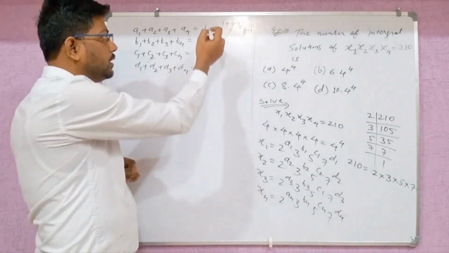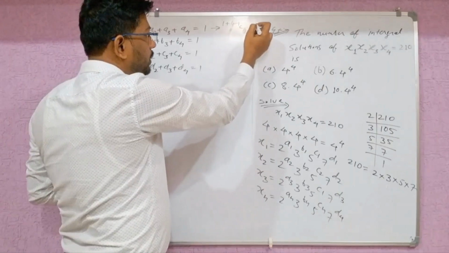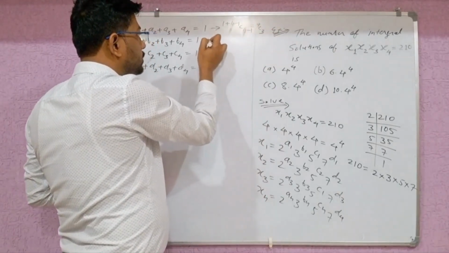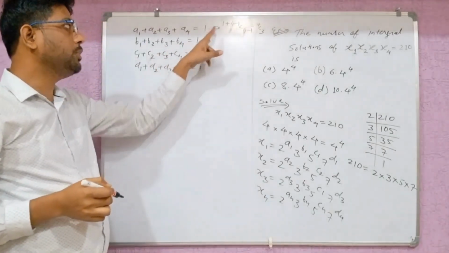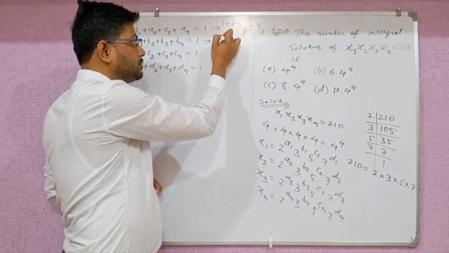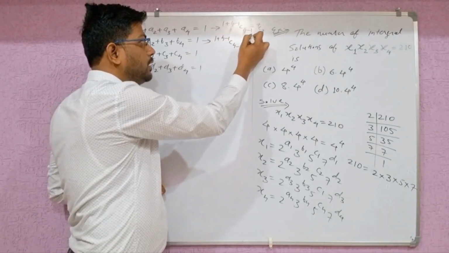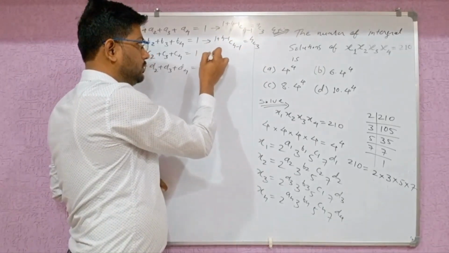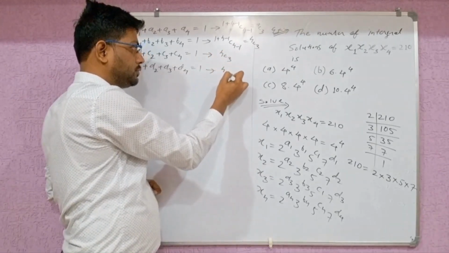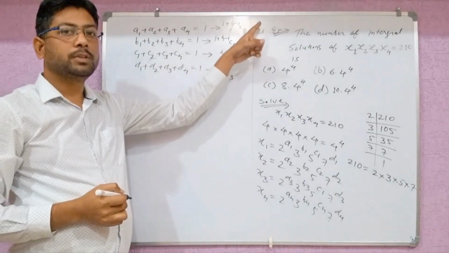So here this will be 4C3. This is also a similar equation. Here also the number of variables is 4, so this will be 1 plus 4 minus 1 C 4 minus 1, which is again 4C3. Here also this will be 4C3, and here also this will be 4C3.